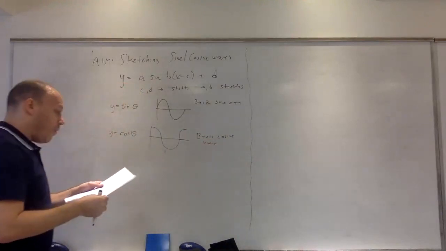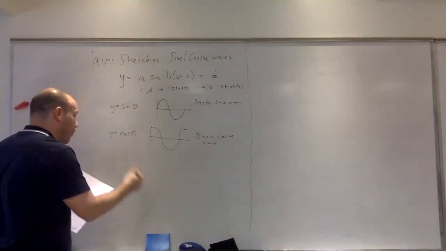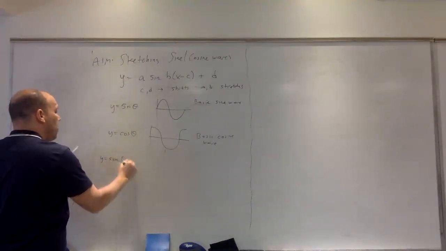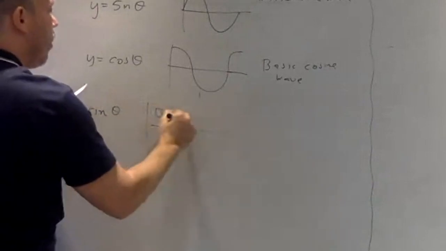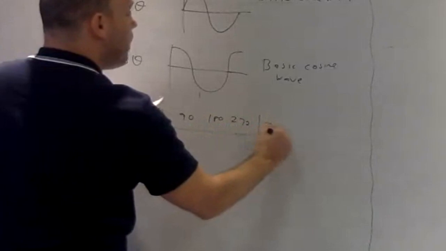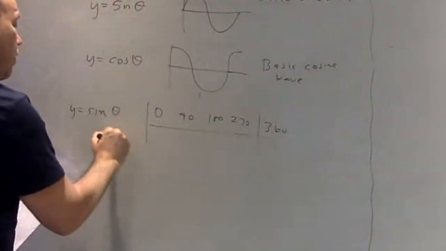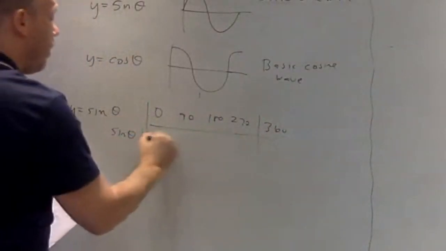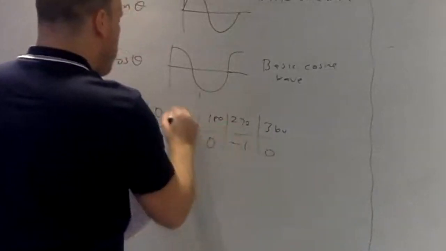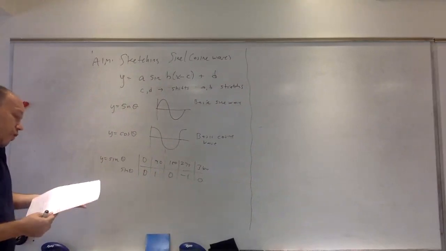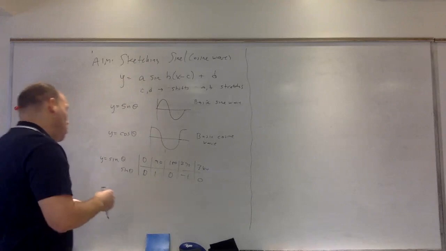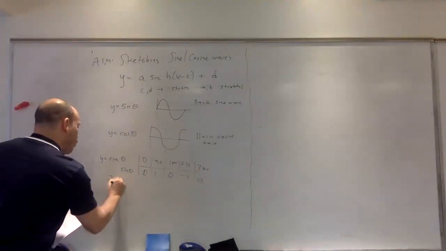And we can make a quick chart. Let's take a look at y equals sine theta. We know 0, 90, 180, 270, 360, and that sine of theta is 0, 1, 0, negative 1, 0. First I want to explore what happens when we change the A. So what happens if I do 2 sine theta?